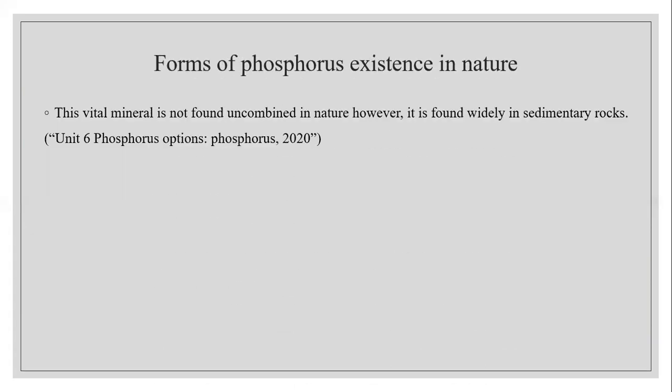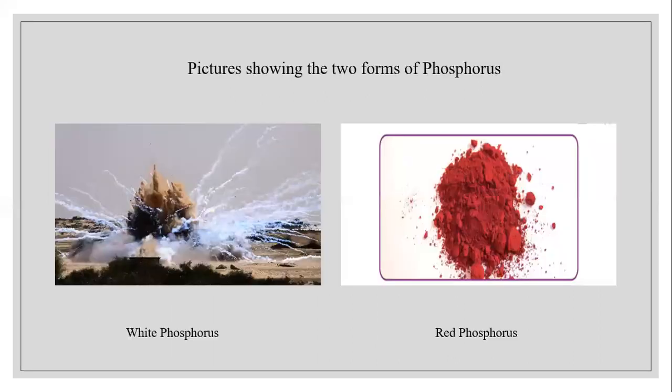Forms of phosphorus existence in nature. This vital mineral is not found uncombined in nature, however, it is found widely in sedimentary rocks. Phosphorus exists in two major forms, white phosphorus and red phosphorus, but because it is highly reactive, it is never found as a free element on the earth.